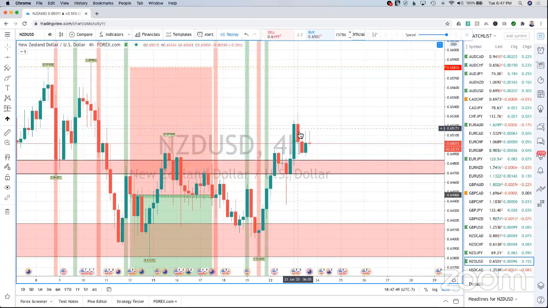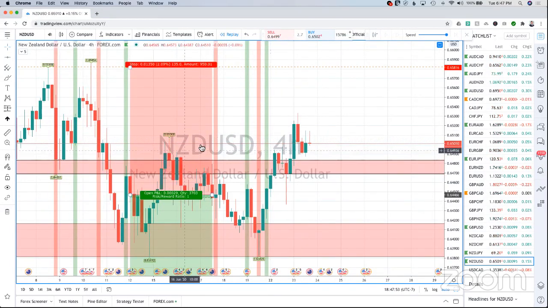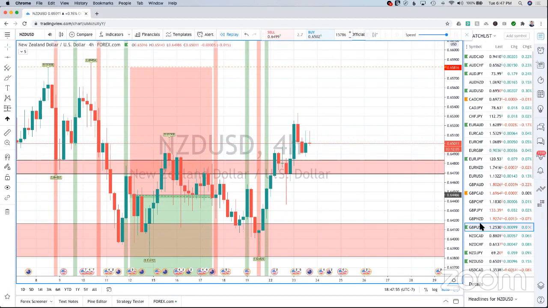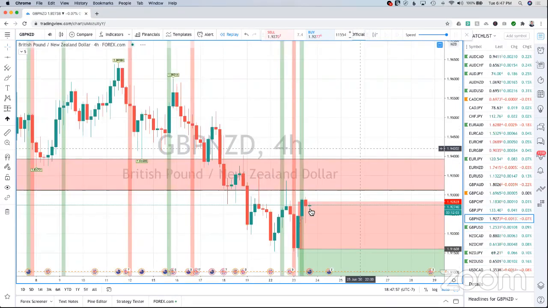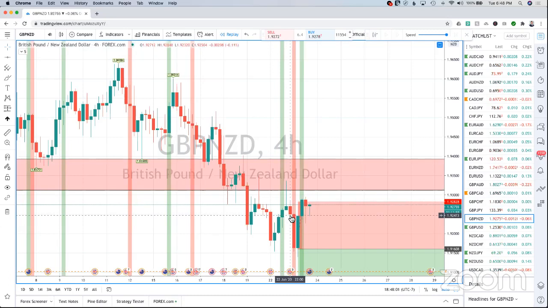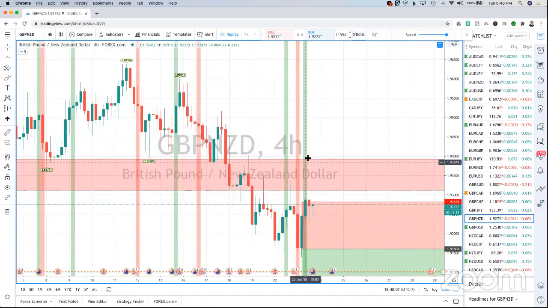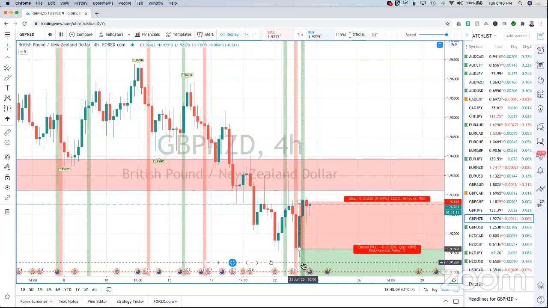NZD USD came down today because the NZD was weak against the US dollar, and then for GN, it shot up because it was weak against the pound. I don't know what happened, but the NZD was just weak today for whatever reason, in the morning. But there wasn't any news that caused it to move.